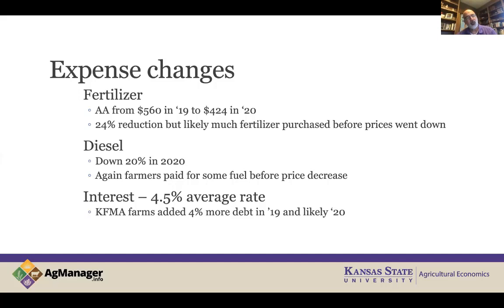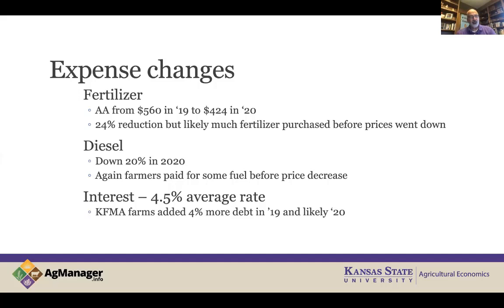Diesel's kind of the same way. It's down significantly so far this year, probably down about 20% in total. Again, farmers probably paid for a lot of their fuel before the price decline started occurring here. So again, I'm assuming about a 10% advantage to farmers this year.